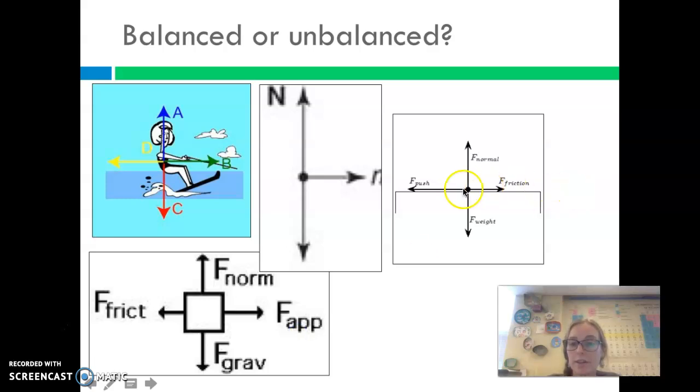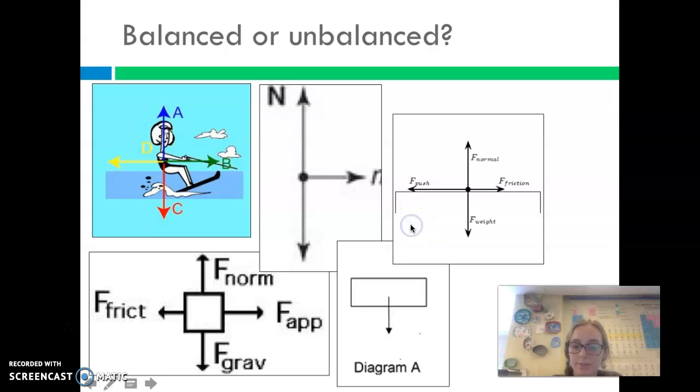Here, it's being pushed to the left. The force normal and the force of gravity cancel out. Although force of friction is slowing it down a little bit, the force being pushed is greater, so it's an unbalanced force. And we will skip those two.